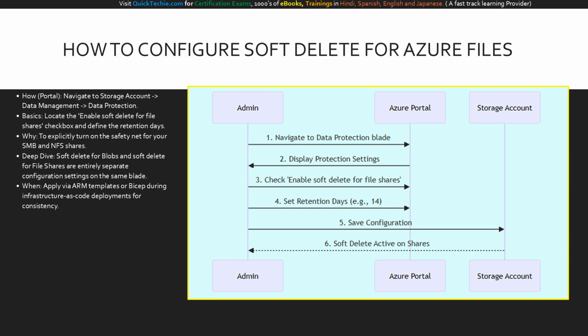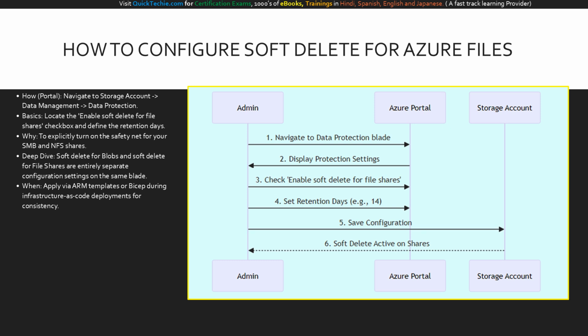Here is a crucial deep dive for the exam and real-world application. Soft delete for blobs and soft delete for file shares are entirely separate configuration settings within that exact same data protection blade. You must ensure you are checking the box explicitly labeled Enable Soft Delete for File Shares, otherwise, your file data remains unprotected.